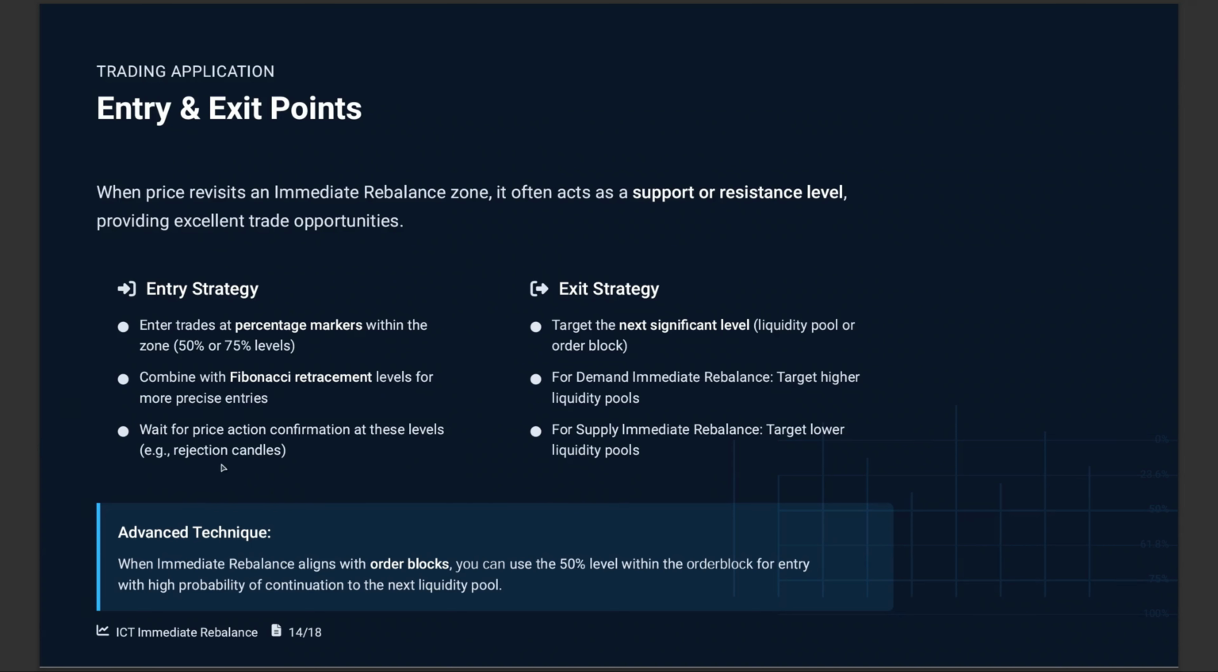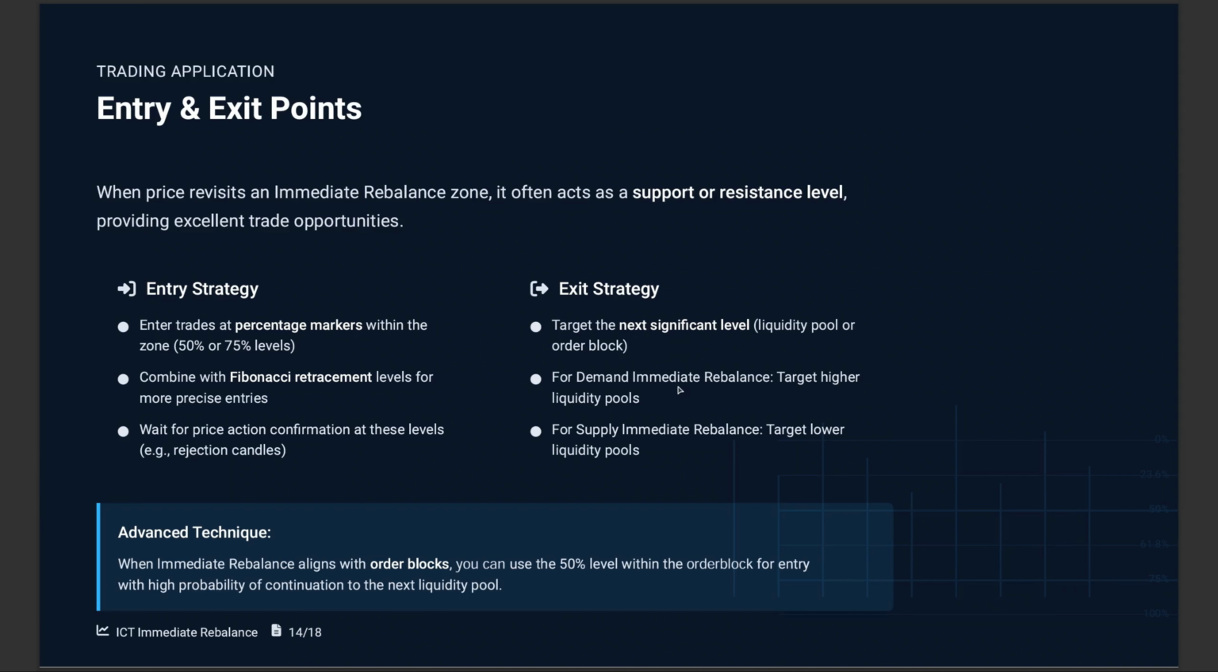Next is wait for price action confirmation at these levels. So I actually have a video on different price action confirmation tools that you can use in my supply and demand series, and I have a bunch of examples that you can use, like candle rejections, my favorite candlestick patterns, etc. Next is exit strategy. So you can target the next significant level like liquidity pools or order blocks, and I actually have something like this in my risk management video, so you can just check that out.